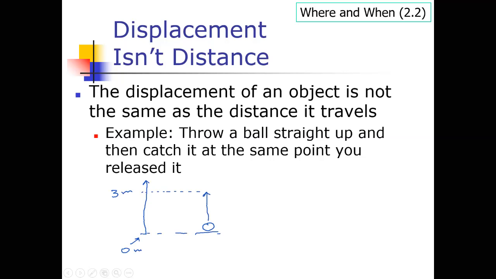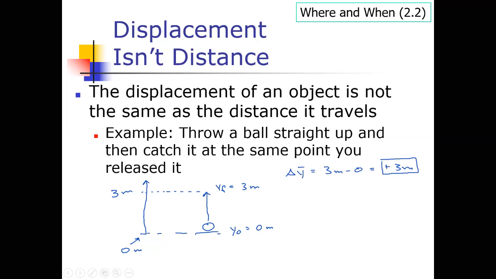Therefore, y initial here is going to be 0 meters, and y final here will be 3 meters. So if we talk about only the upward motion, then the displacement, which is a vector quantity, is going to be 3 meters minus 0 meters, which is 3 meters, in the positive direction. So if we're only looking at the ball being thrown up, it had undergone a displacement of 3 meters.